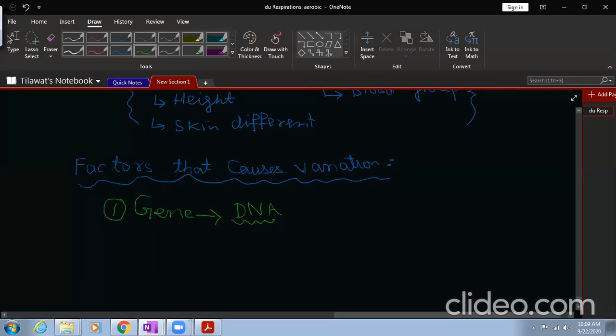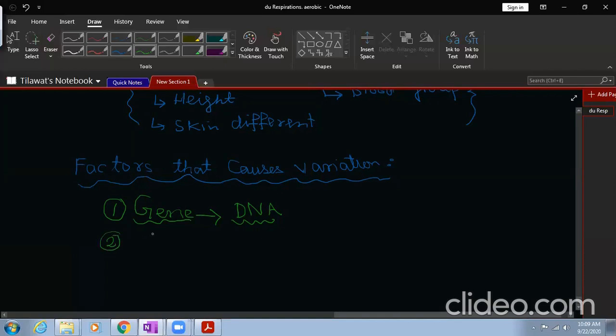So these things are responsible for variation: DNA and genes. I have blood group AB, another person has A. Why? Because I have alleles A and B, and another person has the A allele and the O allele. Because of this difference, one person is different from another within the same species. And this is called variation.